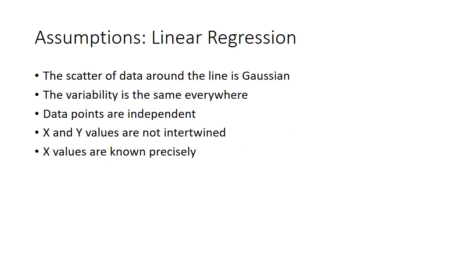So other assumptions we're going to make is that the scatter around the line is Gaussian, so it should be normally distributed. Variability is going to be the same everywhere. For the given x values, that variability should be roughly the same amongst all the data points. Data points need to be independent, and again, as what we saw with unpaired t-tests and things like that, data has to be independent, or that's an assumption we're making at least, and that the x and y values are not going to be intertwined, meaning that the x is not being used to actually calculate what the y value is and things like that. They need to actually be separate measurements, and then the x values are known precisely would be the other assumption we're making here.